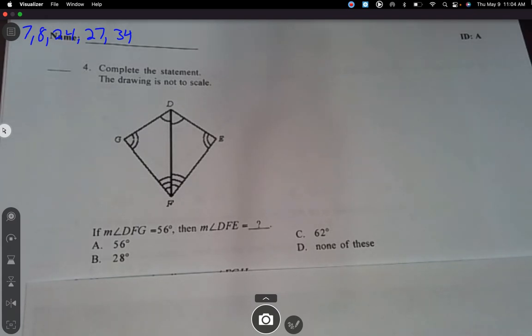Should just be my name. Okay, now, DFG. DFG is 56. I just followed from D to F to G. That angle is 56. It has 3 marks. Okay? It says find DFE. So I'm going to draw from D to F to E. It also has 3 marks. So what is it? Equal. It's equal. It's 56.